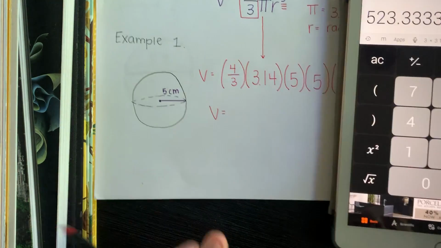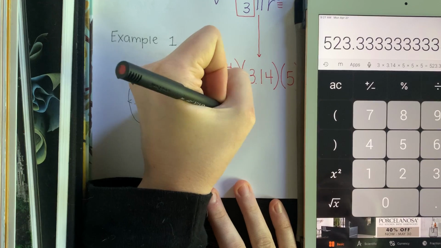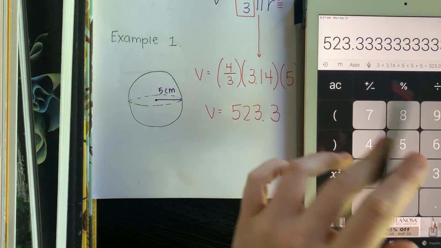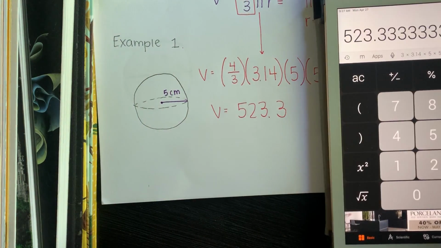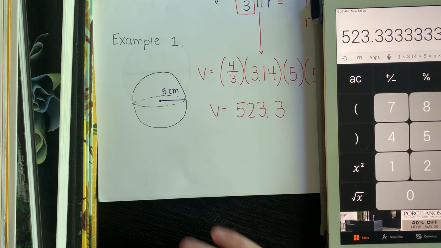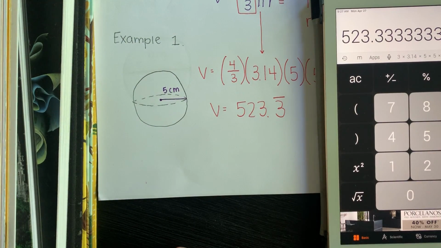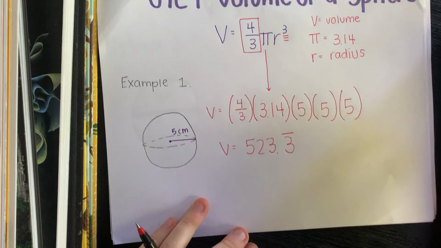Okay, so for my volume, I get 523.3. And this decimal, it goes on forever and ever. So here's a way to write that on your paper. You can just write 523.3, or if you put a line over the 3, that means it repeats forever. That's a symbol we use in math to show that something repeats forever. Okay. We're gonna do another example.